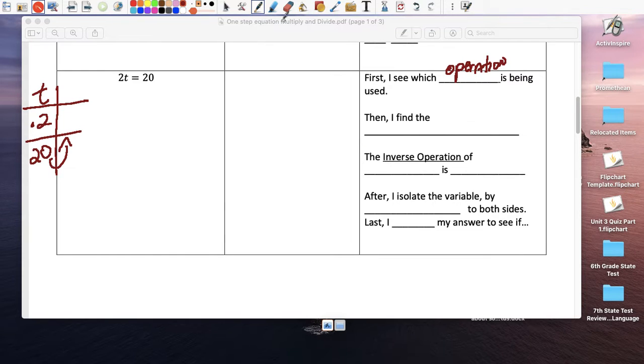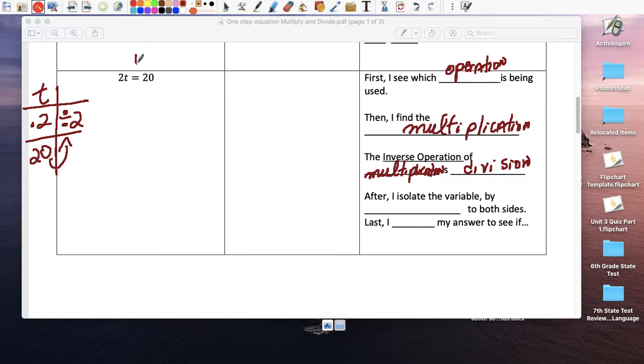Then I find the inverse operation, right? The inverse operation, el contrario, of multiplication, which means the inverse of multiplication is division, right? So the inverse operation of multiplication is division.